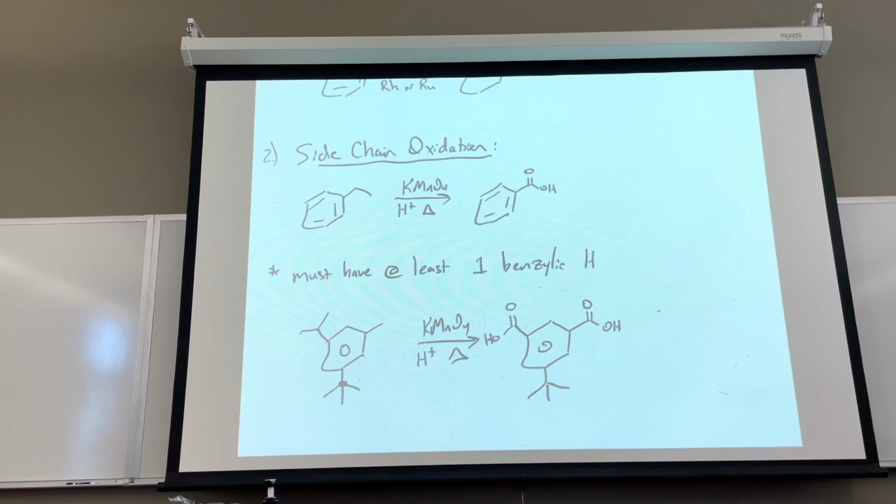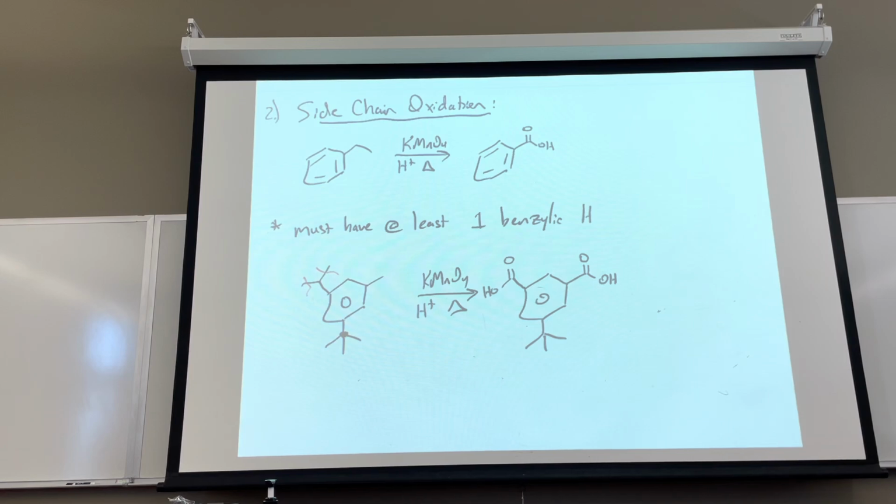So the isopropyl has 3 carbons, what happened to the other one? They just get cleaved off. Everything beyond the benzylic position gets cleaved off as carbon monoxide, probably carbon dioxide. Kind of the same thing.